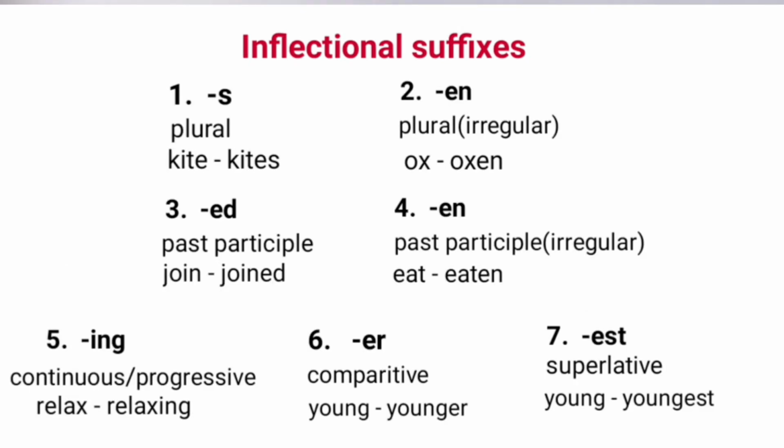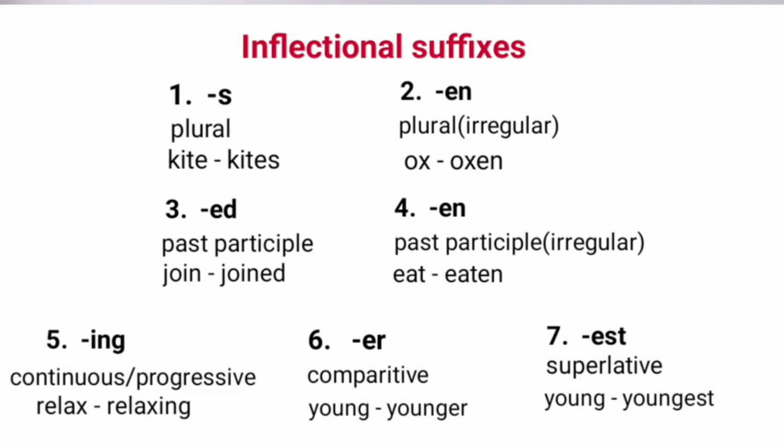Look at some examples of inflectional suffixes, which change the grammatical properties of a word. Suffix s changes the singular form of a word into its plural form. For example, kite becomes kites. Suffix en changes the word to its plural form, which is irregular. Example, ox becomes oxen. Inflectional suffix ed changes the word into its past participle.